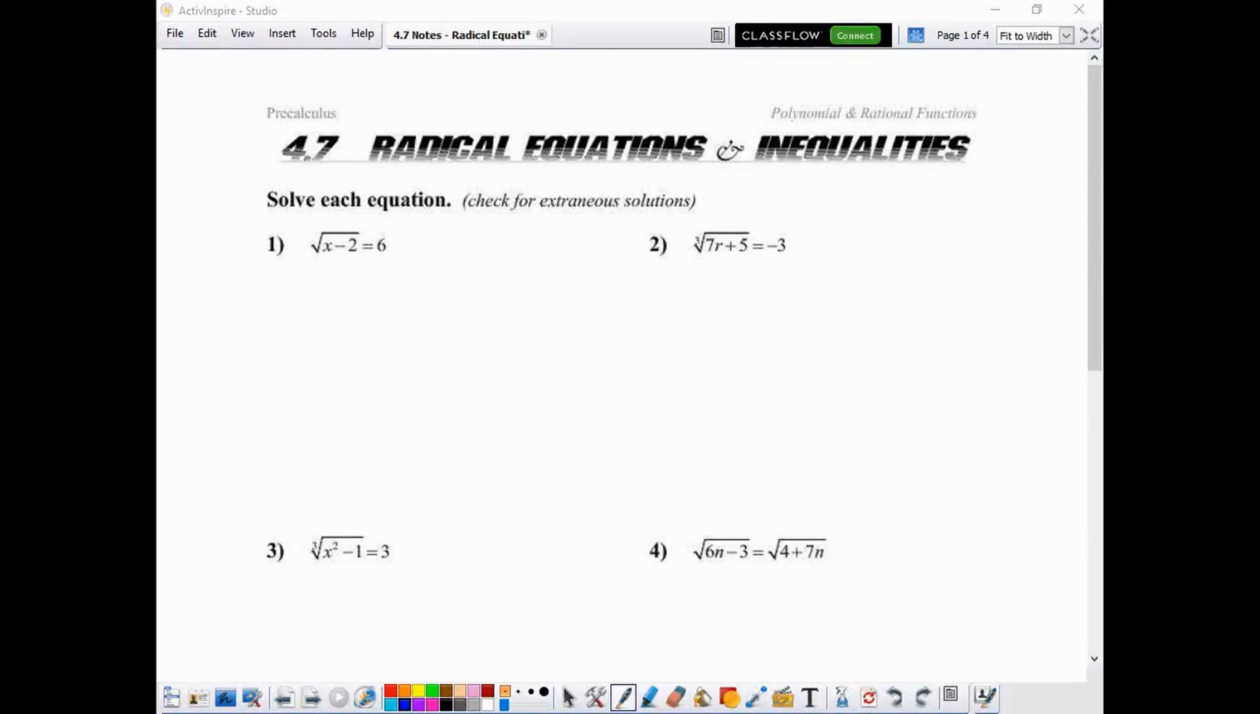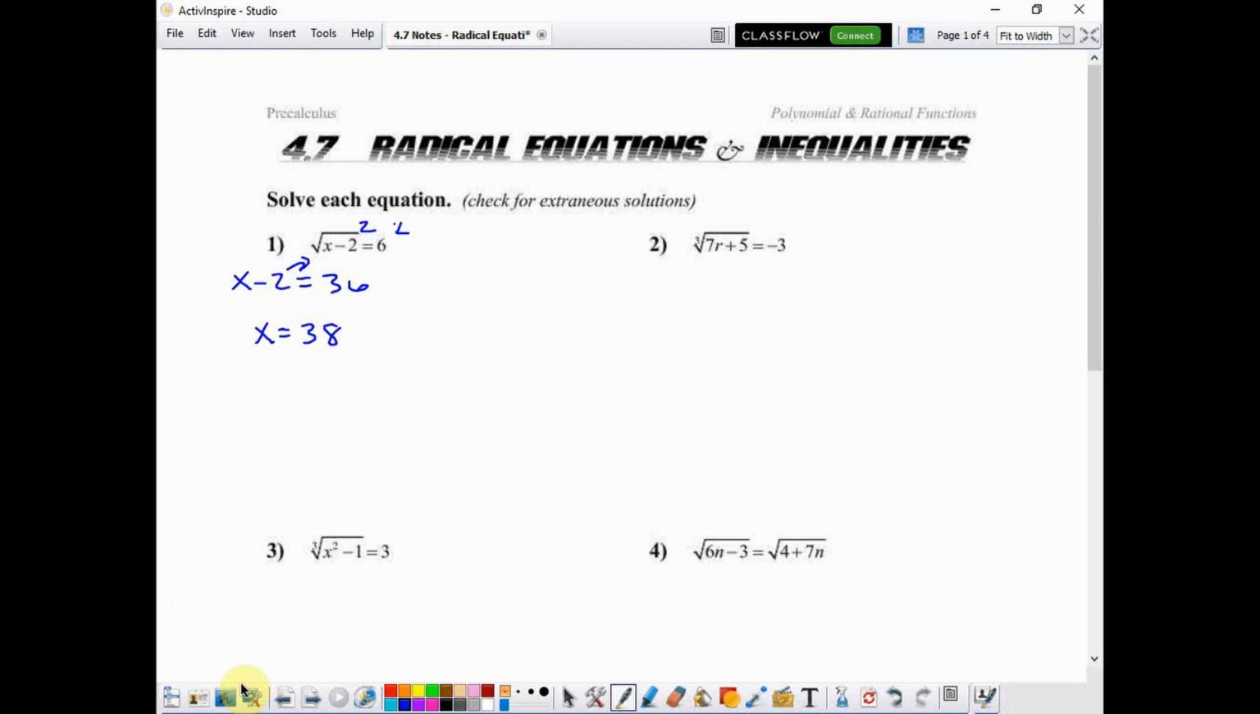Hey guys, today we're going to solve radical equations, and that's any equation with a radical in it. Here we've got a square root. We're just going to have to square both sides to cancel that out. X minus 2 equals 36. We'll move that negative 2 over. 36 plus 2 is 38.